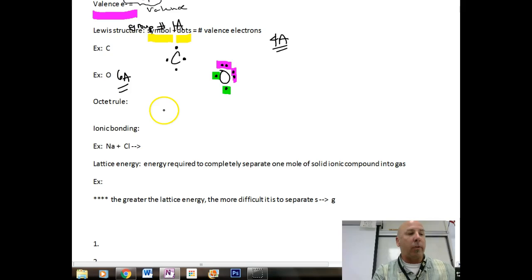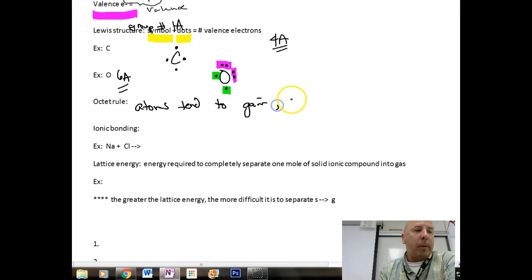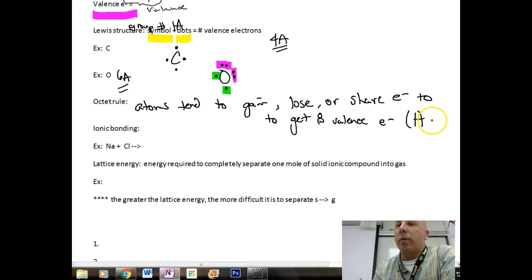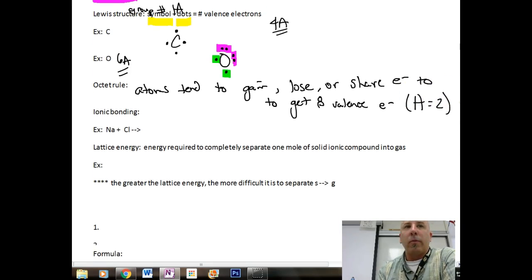And that brings us to the octet rule. And the octet rule, of course, is going to be that atoms tend to gain, lose, or share electrons to achieve 8 valence electrons. And of course, there are always exceptions to this, and we'll be talking about those more in the future. Hydrogen is one of the big exceptions, and hydrogen is after 2 valence electrons. And then there are also some other exceptions we'll be talking about shortly.